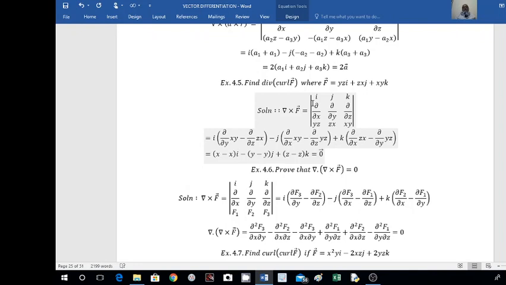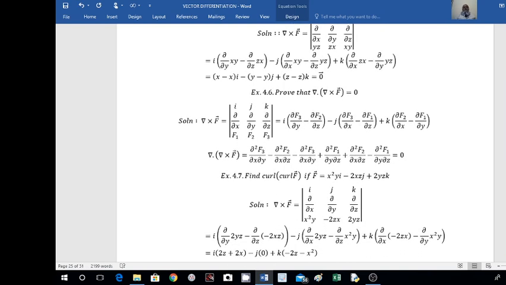Minus j into dou by dou x of this is equal to y, minus dou by dou z of this is equal to y. Plus k into dou by dou x of this is equal to z, minus dou by dou y of yz is equal to z. So this is equal to 0. So that is del cross f is equal to 0. Therefore no question of finding again that divergence of curl.